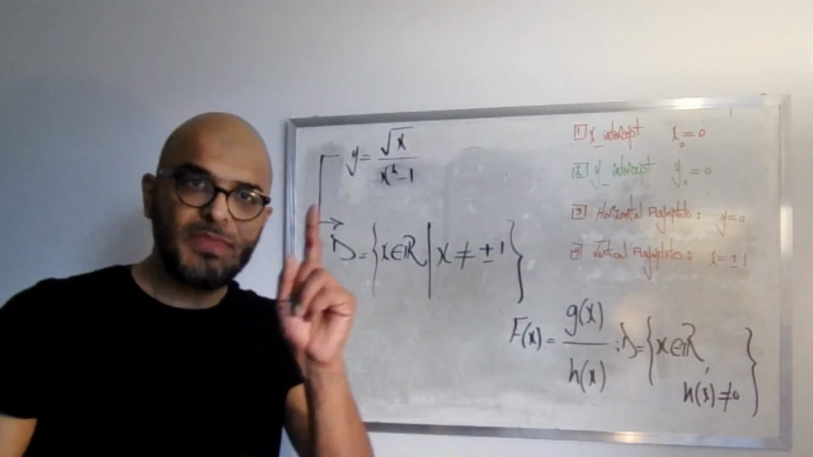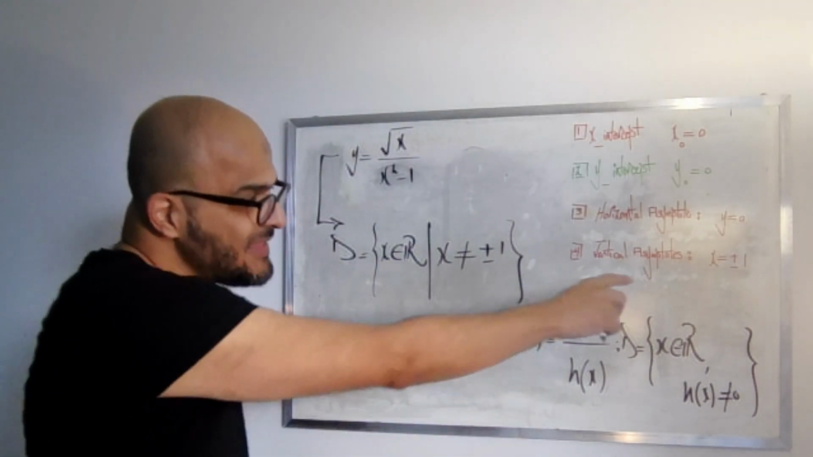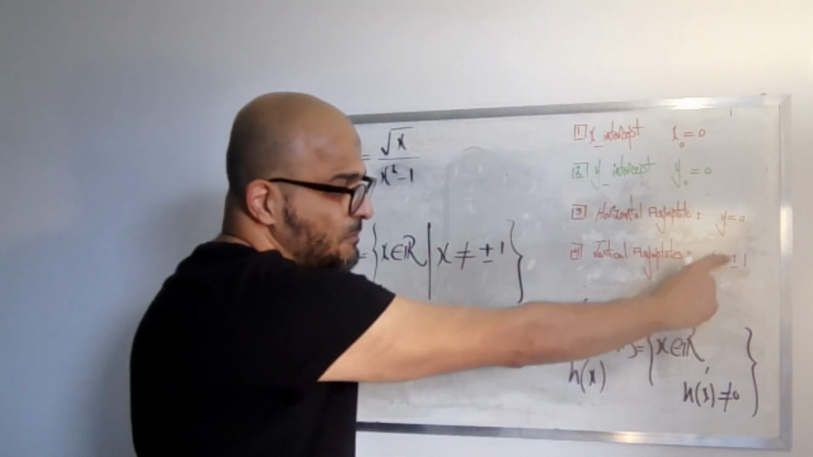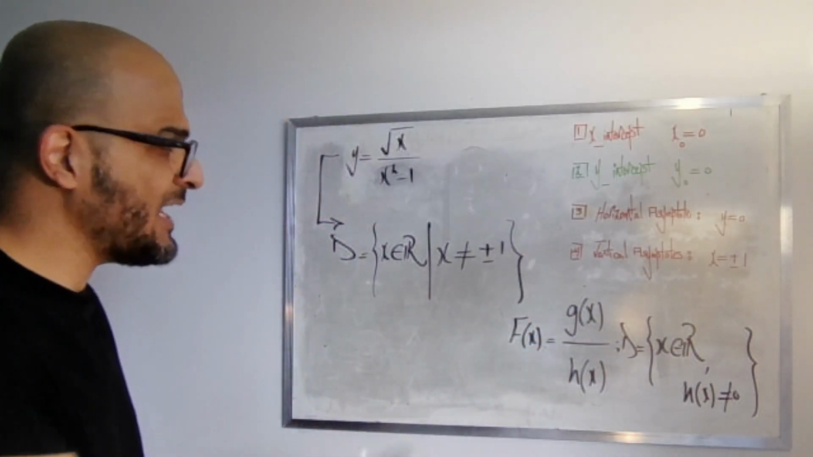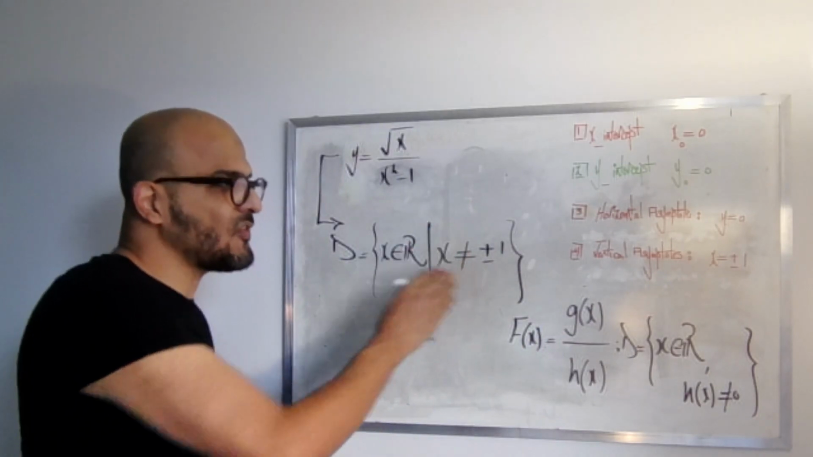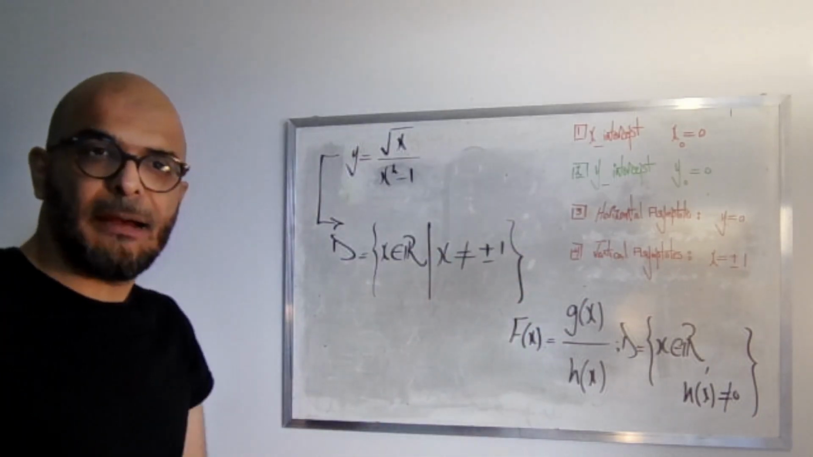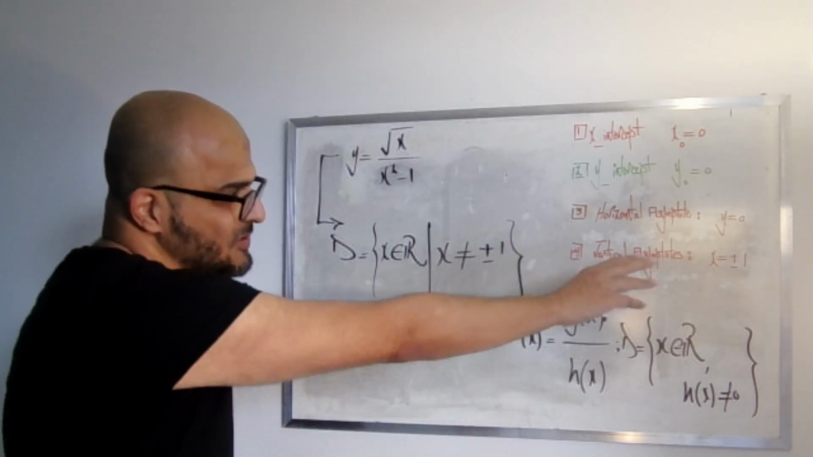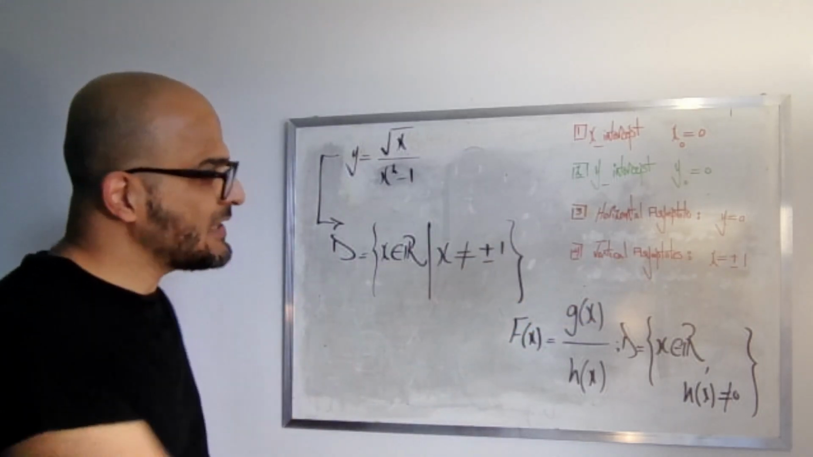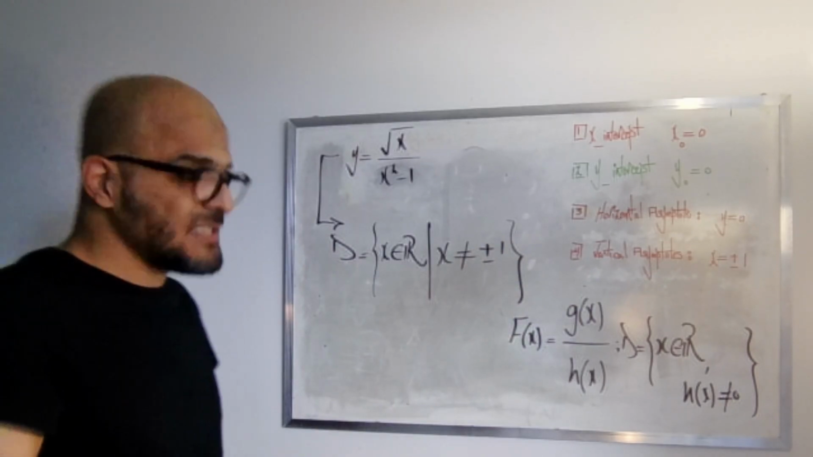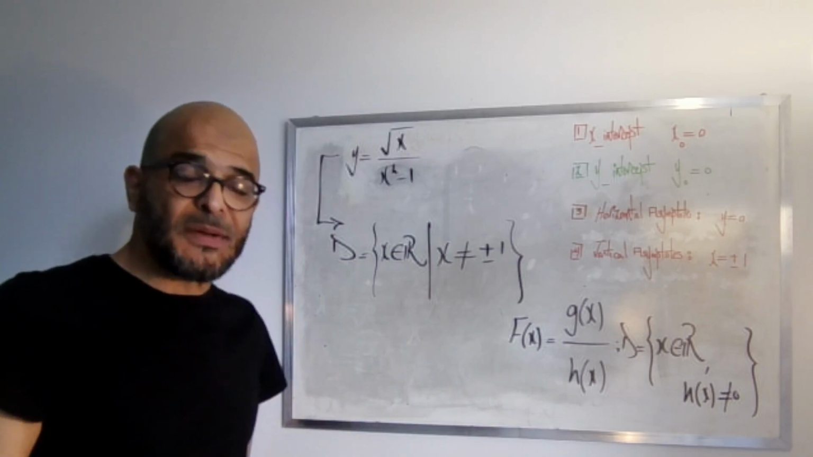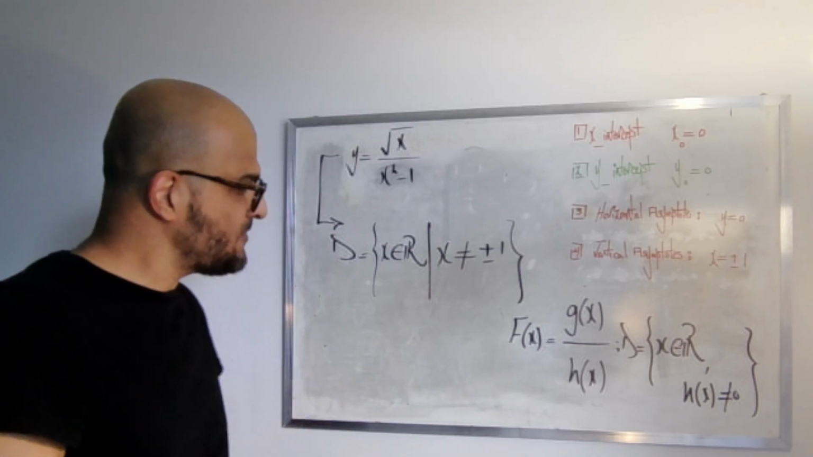Okay? Then if that's the case, I know the vertical asymptotes are plus or minus 1. But this is not going to be the same thing that we discussed on the vertical asymptotes, because at the same time we have another criterion that we have to look into.